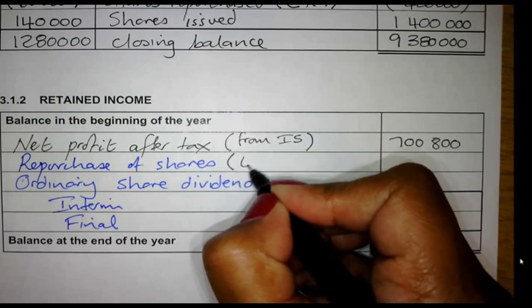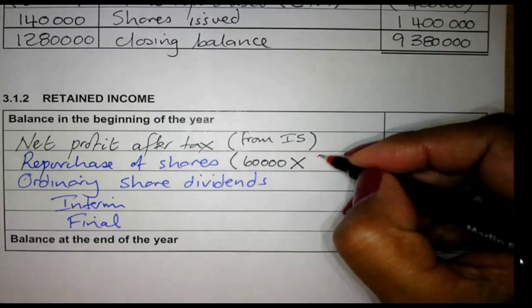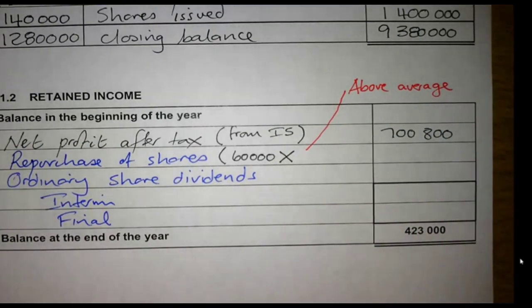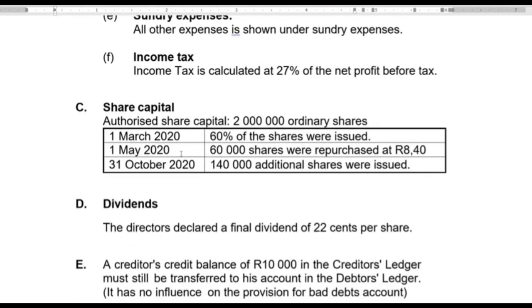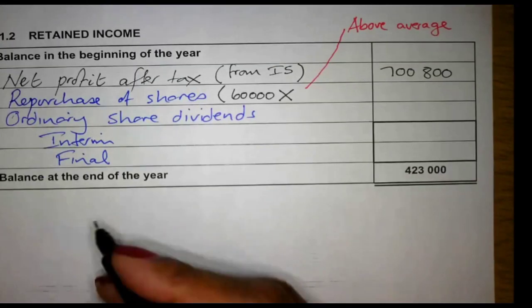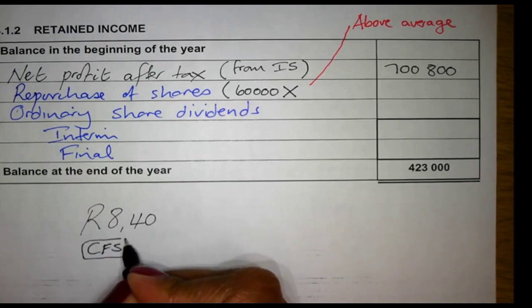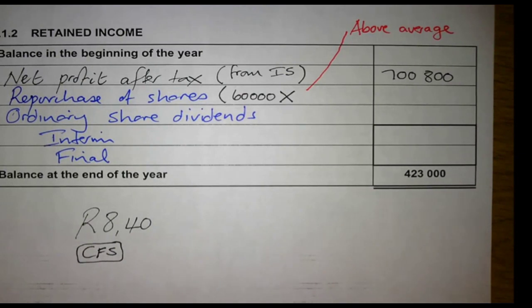Right. So, repurchase of shares. I know I repurchased 60,000 shares. And my rule here is that the rand value here must be the above average. So how do I work out the above average? Where do I get it from? They say 60,000 was repurchased at 840. That is my repurchase price. My repurchase price of 840 goes into my cash flow statement that we did on Tuesday. So can you see how this is so important? They will test the aspect of repurchase of shares either in the ordinary share capital account, the retained income account, or the cash flow. So this concept will be examined.